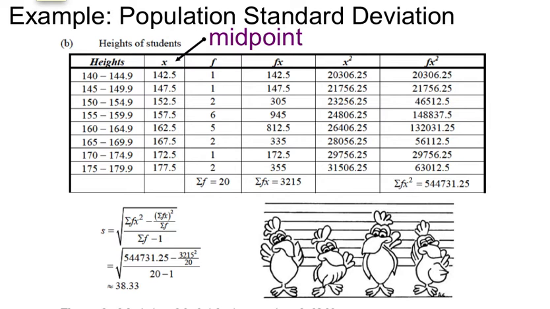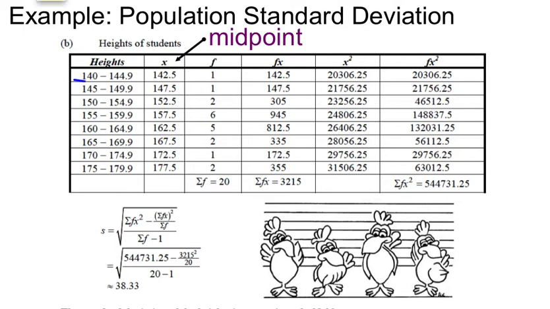So here's our example. We want to find the population standard deviation example for heights of students. So imagine you have 20 students in a class, and you go ahead and measure all the students in the class, and you start to calculate their heights. We want to find what is the standard deviation of the heights in our class. So what we're going to do is we're going to group the heights.